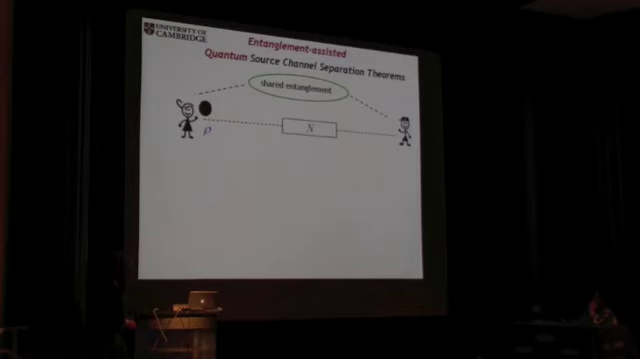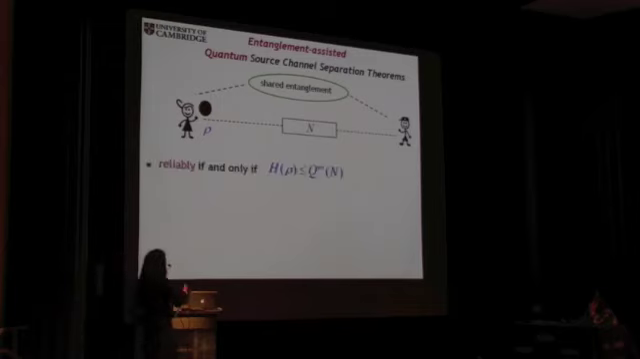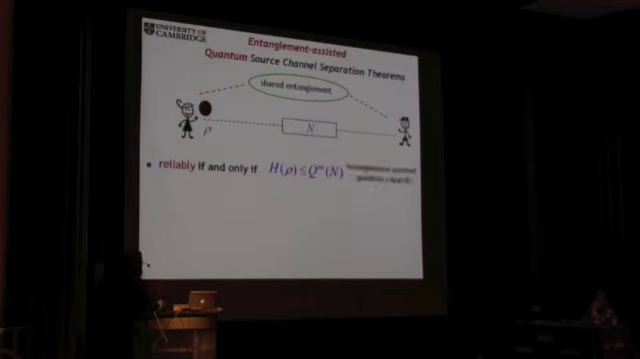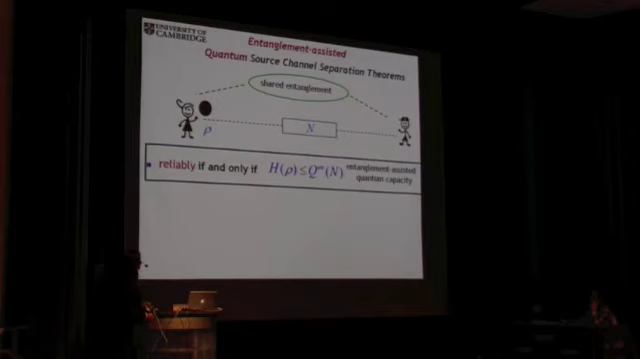Now finally, we can also do this in the entanglement-assisted setting. And we can find here that Alice can reliably communicate the source to Bob if the von Neumann entropy is less than the entanglement-assisted quantum capacity of the channel. But this is the last thing I'm going to say.